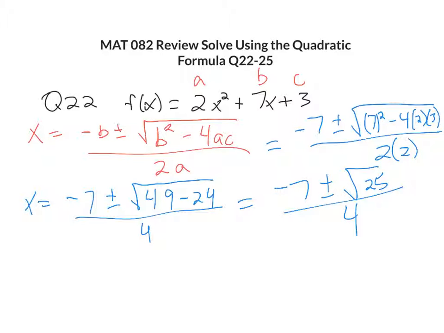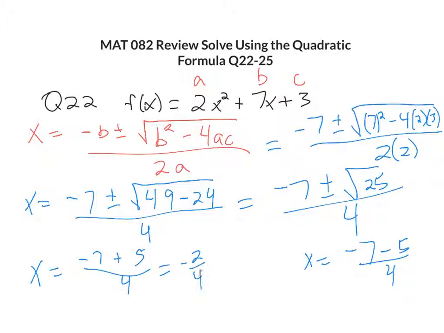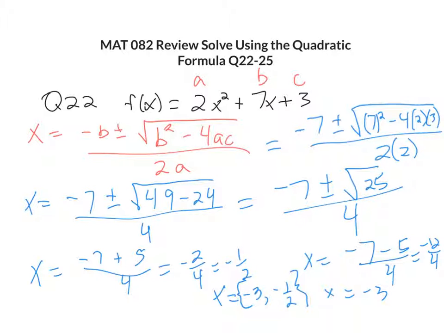So I'm going to go ahead and split this into two separate fractions, negative 7 plus 5 over 4, and over here, x equals negative 7 minus 5 over 4. Negative 7 plus 5 is negative 2 over 4. That will give me negative 1/2. And over here, I have negative 7 minus 5 is negative 12 over 4, which would give me x equals negative 3. So I'd write this x equals negative 3, comma, negative 1/2. Be my two solutions.